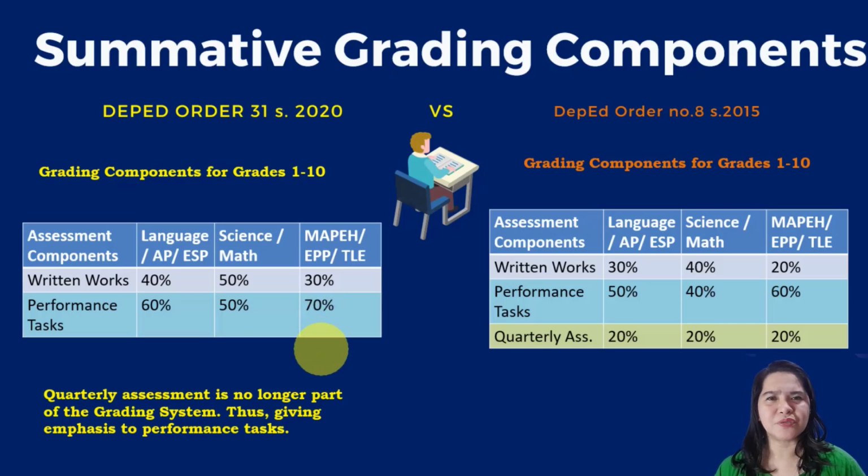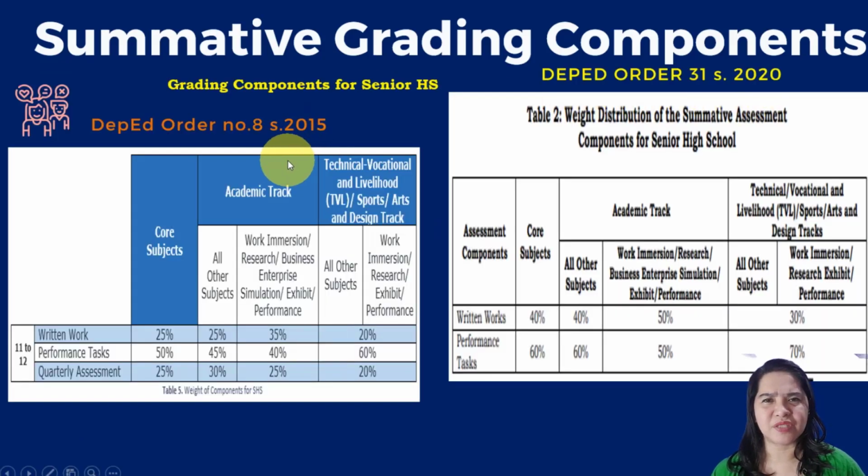This time, let's proceed to the grading components for senior high school under DepEd Order number 8 series of 2015. Here are the various components. You can see that we have the various weights under written work, performance task, and quarterly assessment for other subjects and for the technical, vocational, and livelihood, sports, and arts and design tracks. But you will notice that under DepEd Order number 31 series of 2020, this quarterly assessment will no longer be part of the grading system.